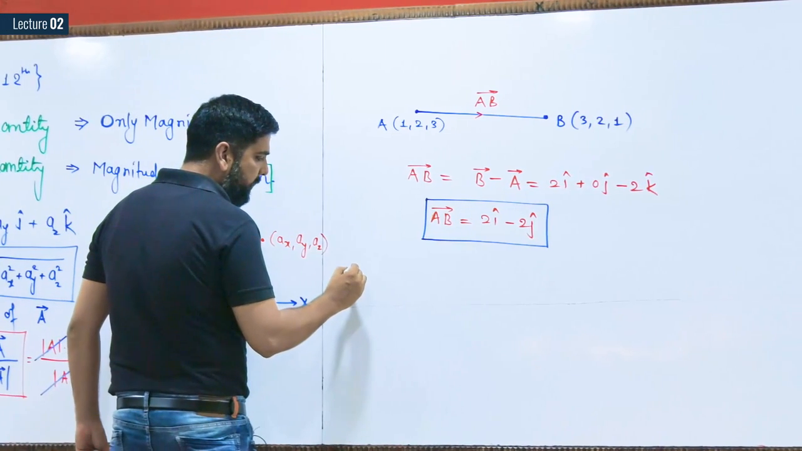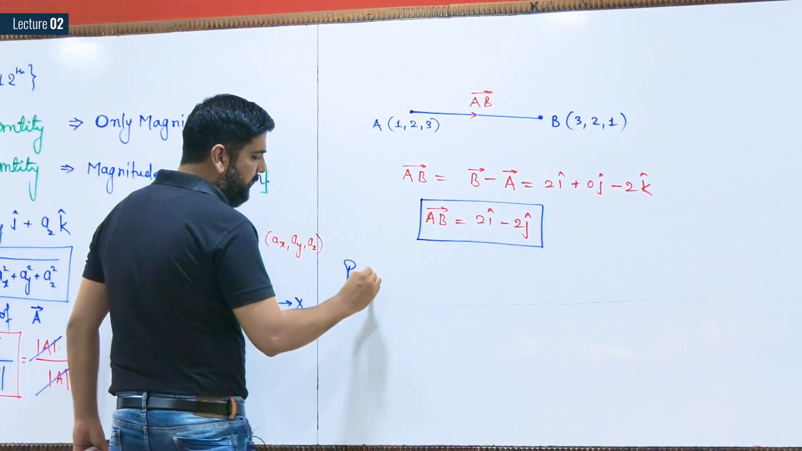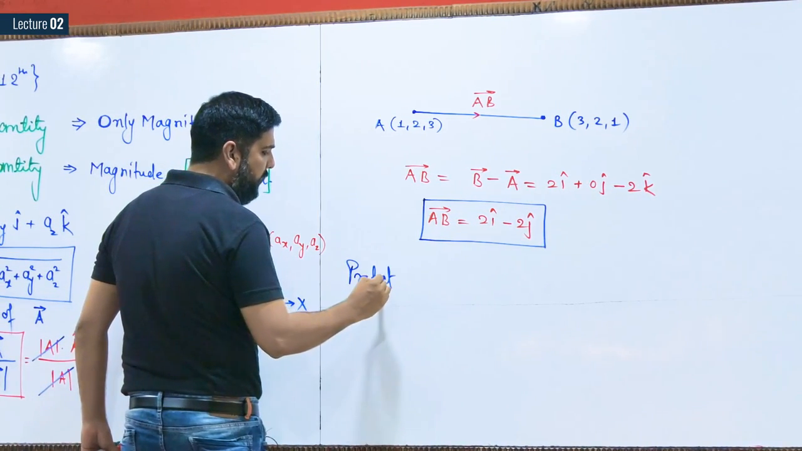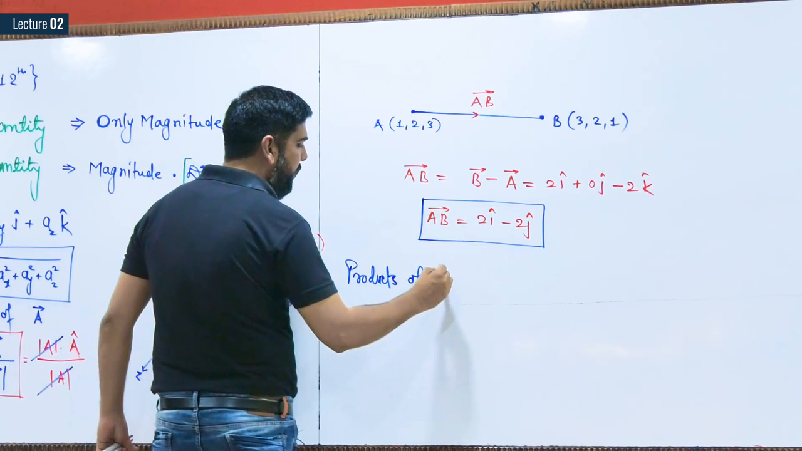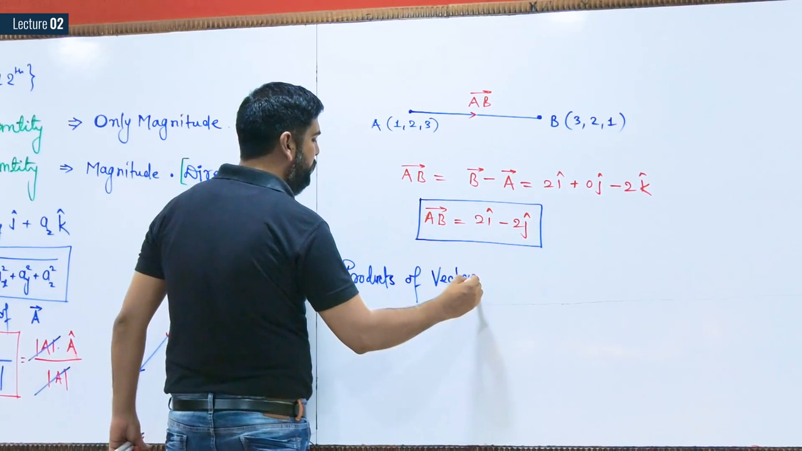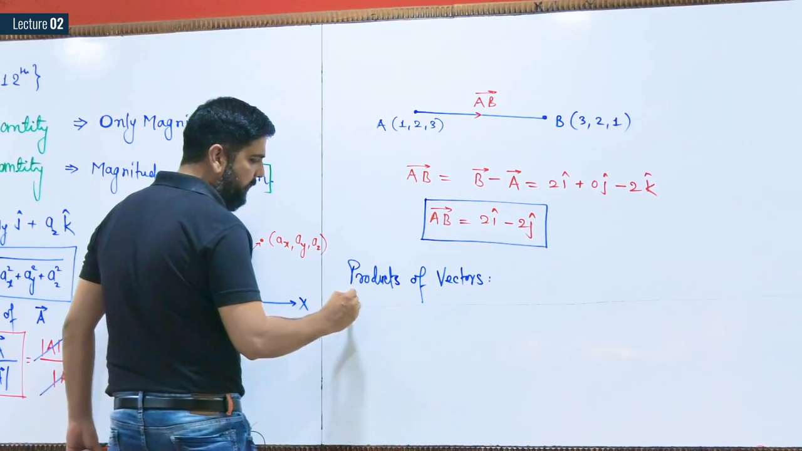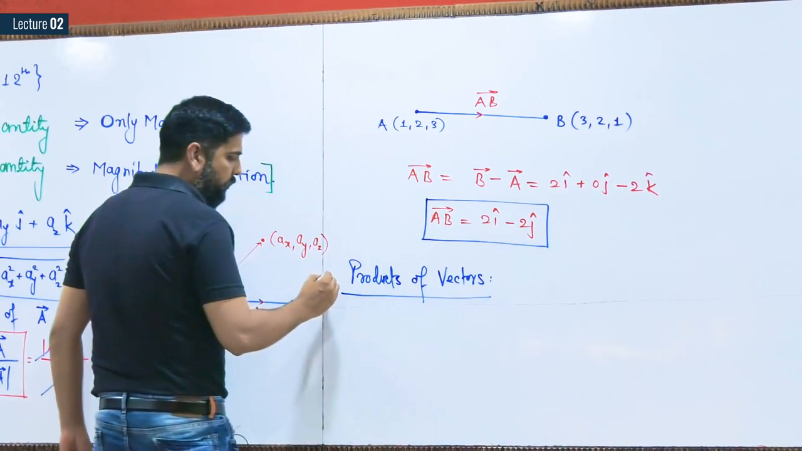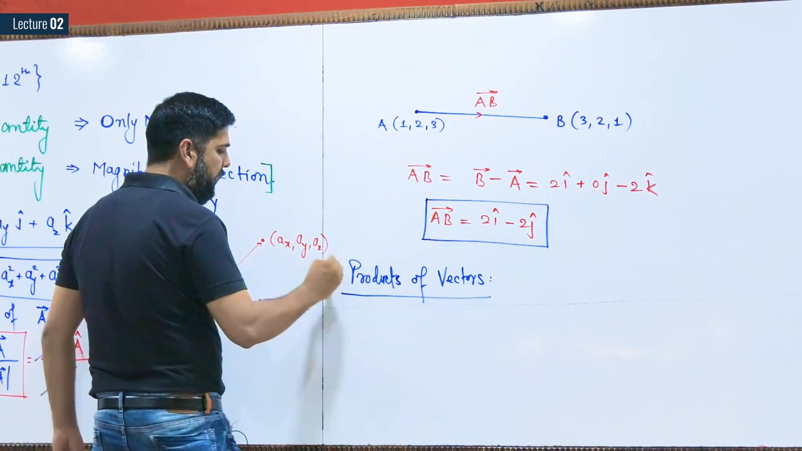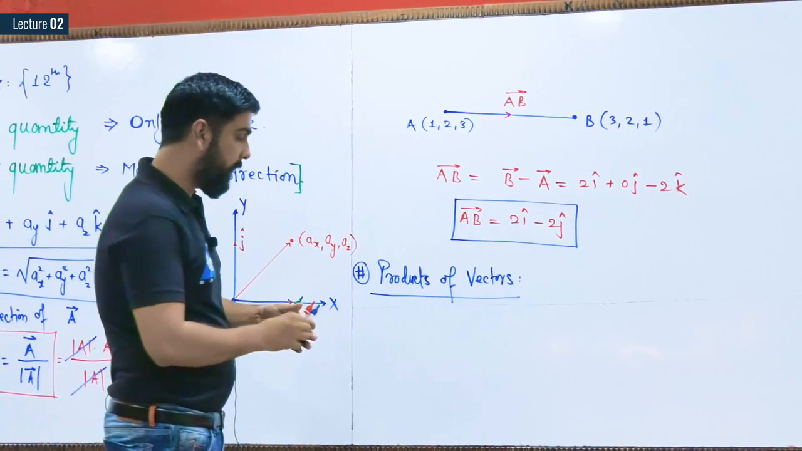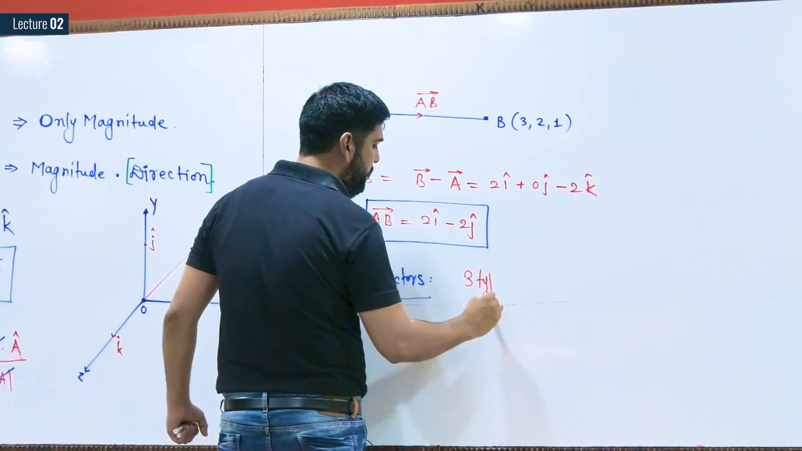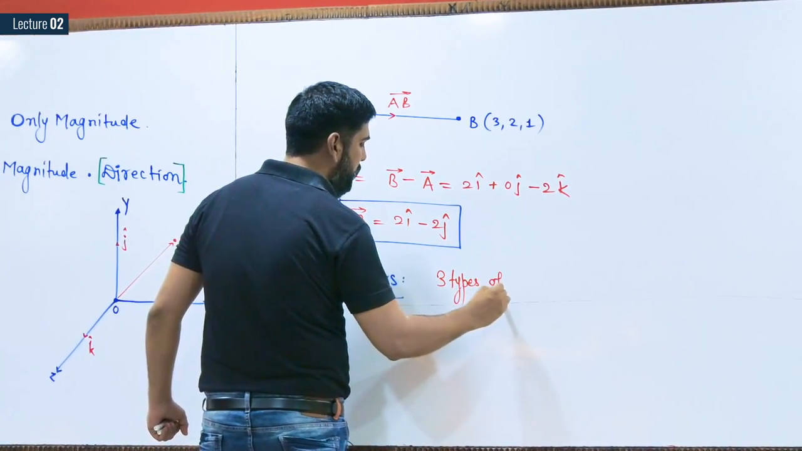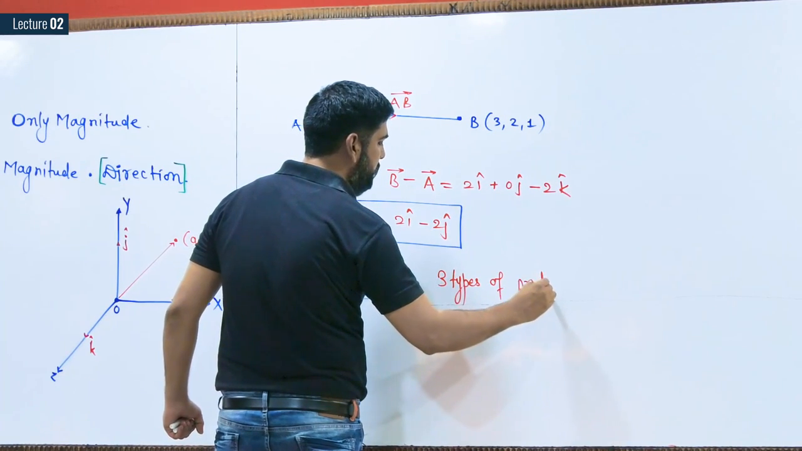The product of vectors, if I am having the products, then how many types of products of vectors are there? Are there 3 types of products or 2 types of products, please tell me. If you are saying there are 2 types of products, then you are absolutely correct, but I am having 3 types of products, so I am writing here there are 3 types of products.